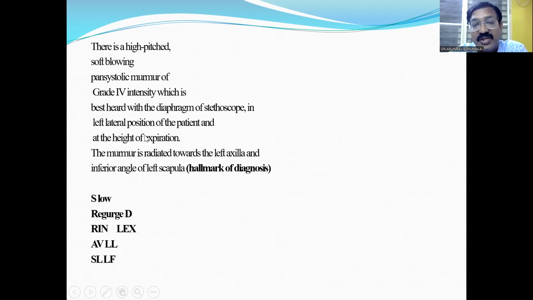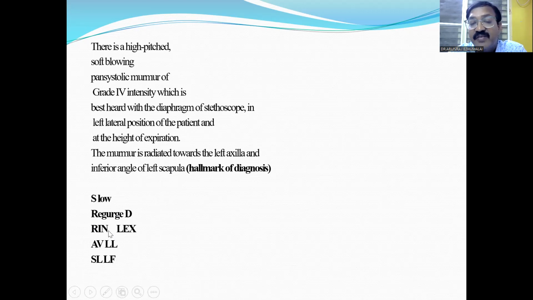It is best heard in the left lateral position. For almost all atrioventricular valve murmurs, that means mitral valve and tricuspid valve, heard at the apex, they will be better heard in the left lateral position. But for semilunar valve involvement, like the pulmonary valve and aortic valve, these murmurs will be better heard leaning forward. So atrioventricular valve, mostly left lateral, and semilunar valve, mostly leaning forward. This is mostly a dictum, but you have to tell at least these points.